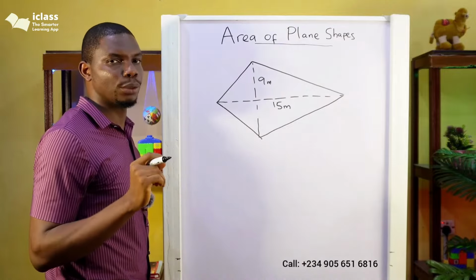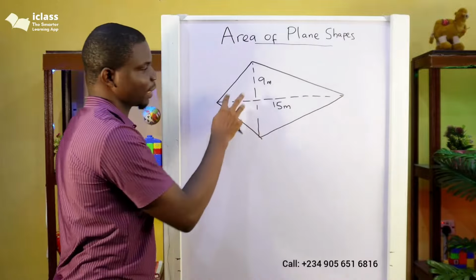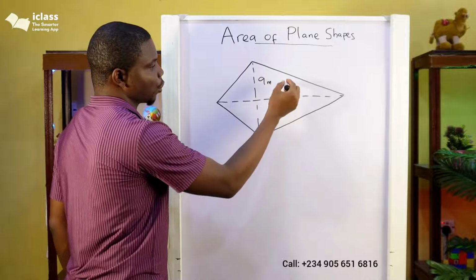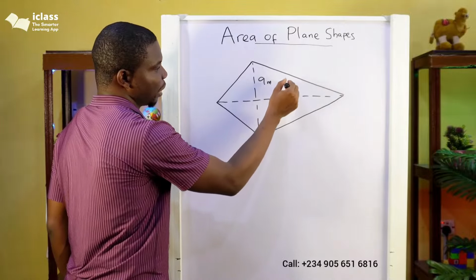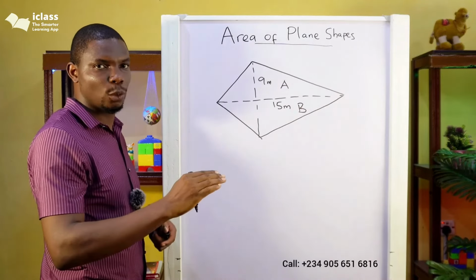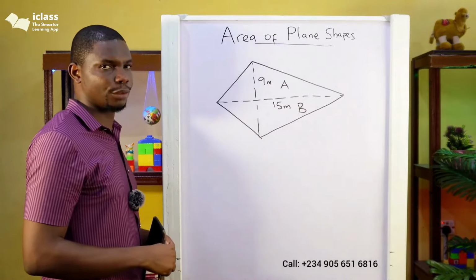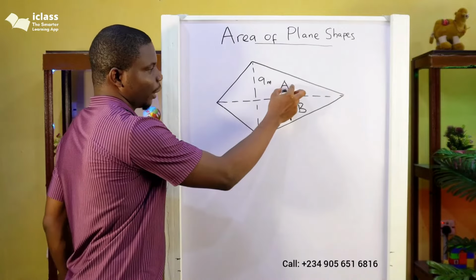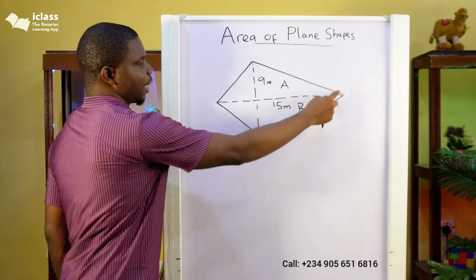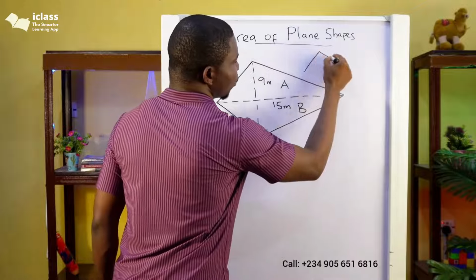Now, you need to know one of the properties of a kite is that this long diagonal divides the kite into two equal triangles. So if I label this as triangle A and this as triangle B, triangles A and B are equal. This diagonal divides this kite into two equal triangles. So if I can get the area of triangle A, I just simply need to multiply it by 2 to get the area of this entire kite. Do you understand?